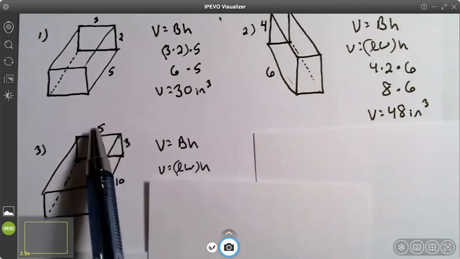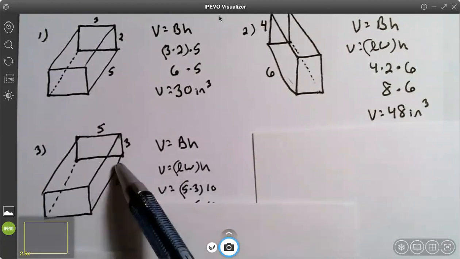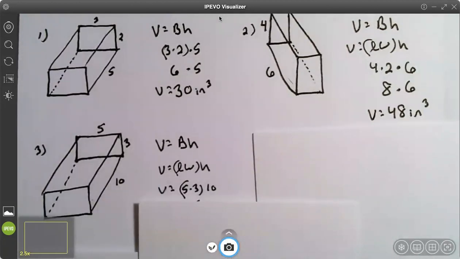The length and the width of the base is 3 and 5. The height or depth of the prism, the distance between the two bases, is 10. 5 times 3 gives me a base area of 15, and 15 times the height of the prism gives me a volume of 150 cubic units. I'm just pretending all of these are inches.